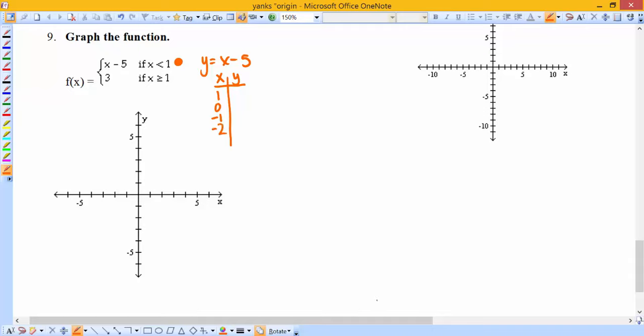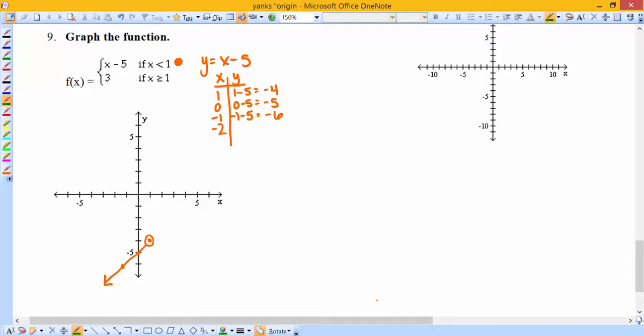So I'm picking numbers that are 1 and less than it. 1 minus 5, -4. 0 minus 5, -5. -1 minus 5, -6. And you can kind of see the pattern from there. So my first point is 1, -4. Then it's 0, -5, -1, -6. And I'm going to put an open circle, and then I'm going to connect those.